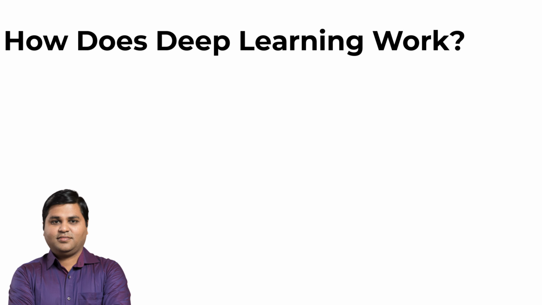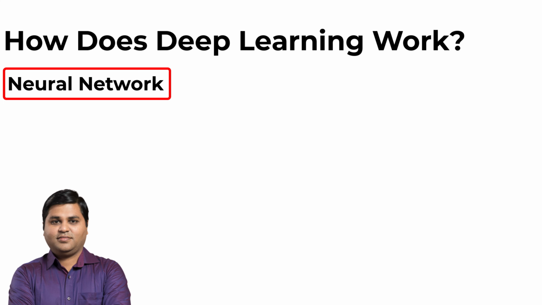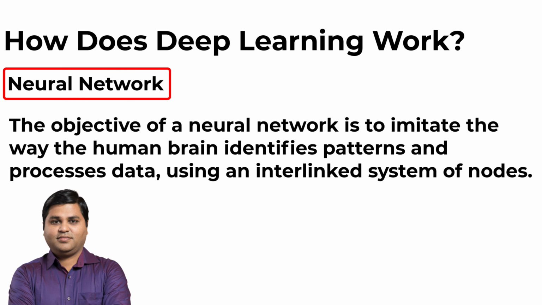How does deep learning work? Have you ever heard of deep learning? It's a really cool way that computers can learn and make decisions just like people do. But to understand deep learning, you need to first learn about something called a neural network. A neural network is like a big puzzle made up of lots of little pieces called nodes. These nodes are connected to each other and they work together to help the computer understand information and recognize patterns, just like how our brains work.